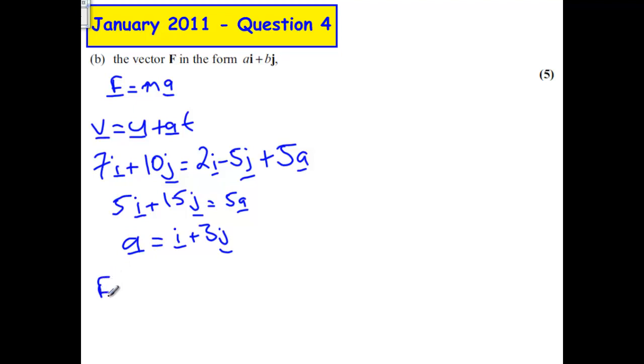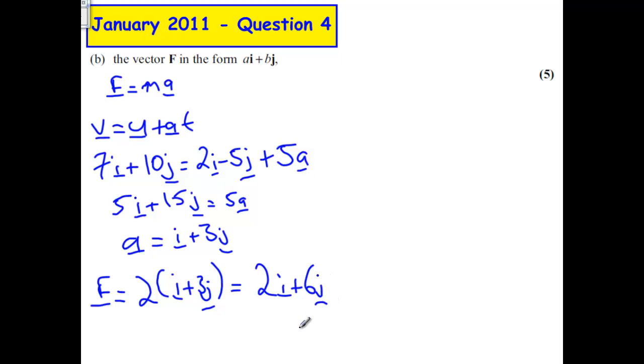And now that we've found this acceleration, we can find a vector for the force using F equals ma, because F is just mass, which is 2, times the acceleration. So the vector was i plus 3j. And expanding this bracket gives me 2i plus 6j newtons. Now that's the final answer, that's the vector, it's in the form a times i plus b times j.